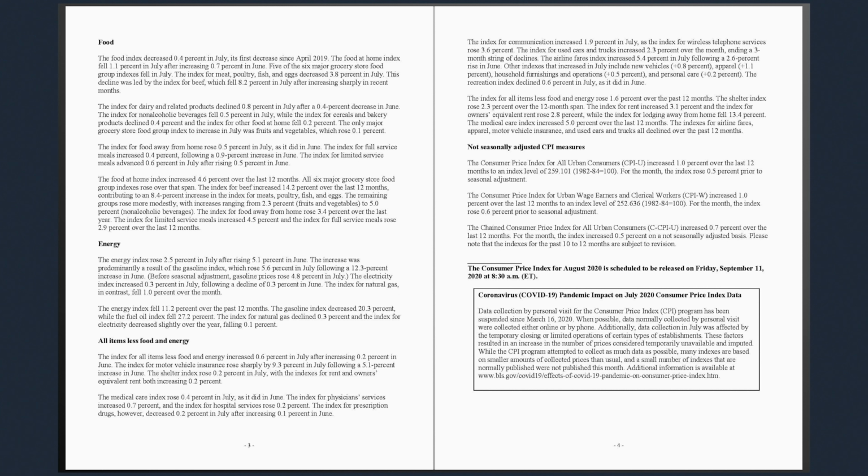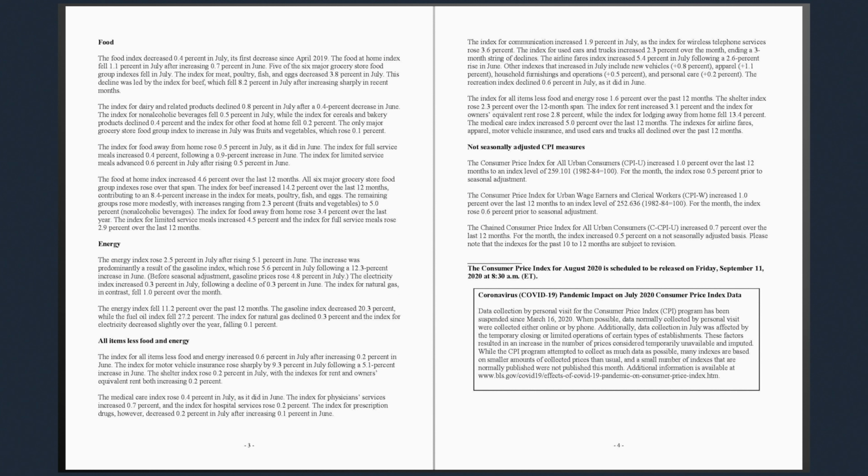The Chained Consumer Price Index for all urban consumers (C-CPI-U) increased 0.7% over the last 12 months. For the month, the index increased 0.5% on a not seasonally adjusted basis. Please note that the indexes for the past 10 to 12 months are subject to revision. The Consumer Price Index for August 2020 is scheduled to be released on Friday, September 11, 2020 at 8:30 a.m. Eastern Time.